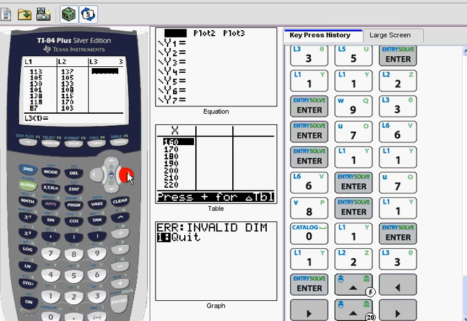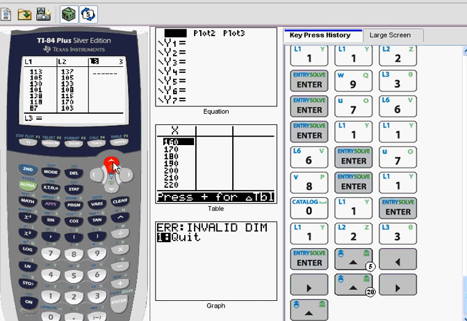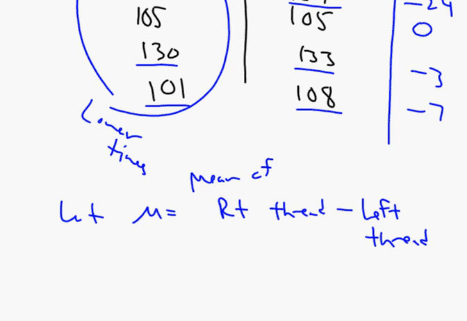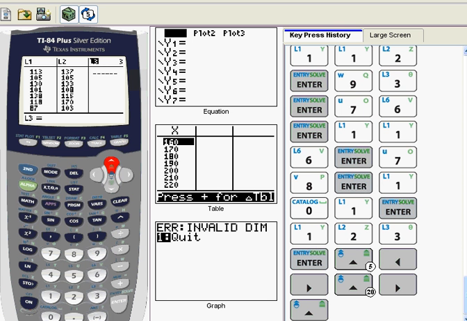So we're going to go here to the top of List 3, and we're going to be consistent with how we define things. We said mu is going to be the right-hand thread minus the left-hand thread. Or in our case, it's going to be List 1 minus List 2.